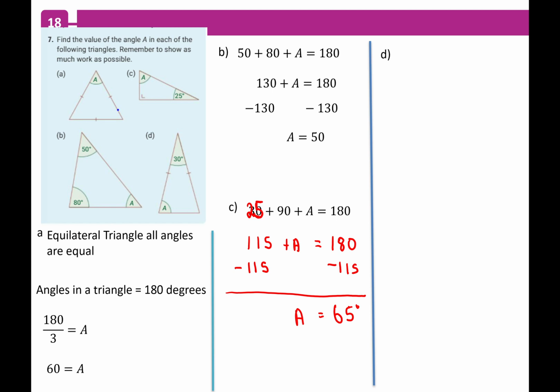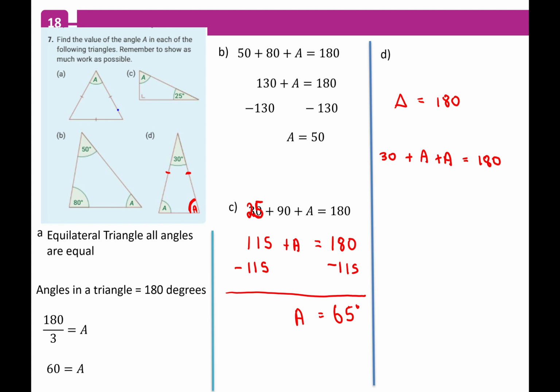In part D, we have two sides that are the same length. This means that opposite angles will be equal. Okay, so this angle in here will be the same size. We know that our triangle is equal to 180 degrees. So this means that angle 30 degrees plus our two unknown angles, which are the same, equals 180 degrees.